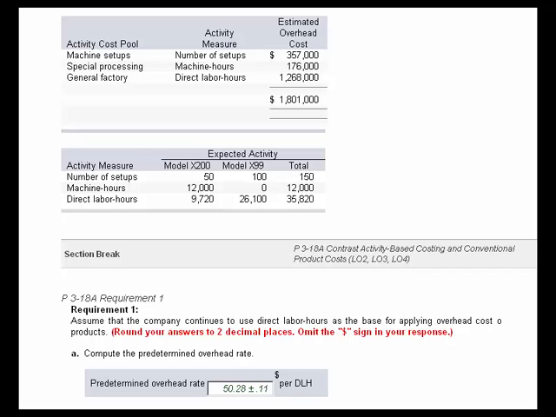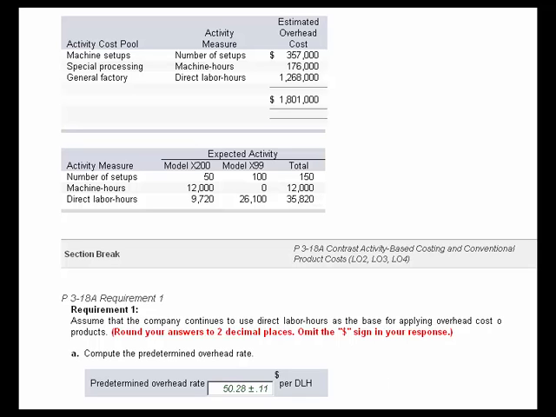Now I slid down and we see that in addition to the activity cost pools, they've gone ahead and made some estimates about the activity per model. So the number of setups will go 50, 100, and 150 in total. Machine hours 12,000, 0, and 12,000. Model X99 doesn't require machine hours, right? And direct labor hours 9,720, 26,100 for a total of 35,820.